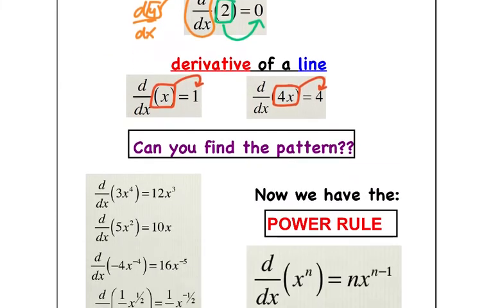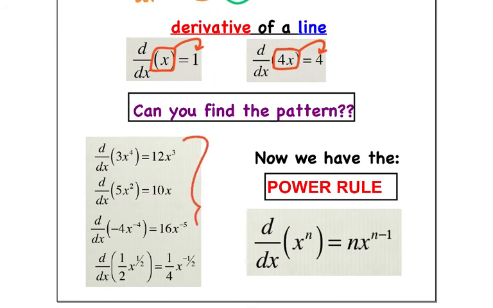So take a look at the left-hand side here, folks. Can you see a pattern here? The derivative of 3x to the 4th is 12x cubed. Can you see what I did? How about the derivative of 5x squared is 10x to the 1 power? Negative 4x to the negative 4th is positive 16x to the negative 5. All right, one more. How about 1/2 x to the 1/2 power is 1/4 x to the negative 1/2. Can you see what the pattern is?